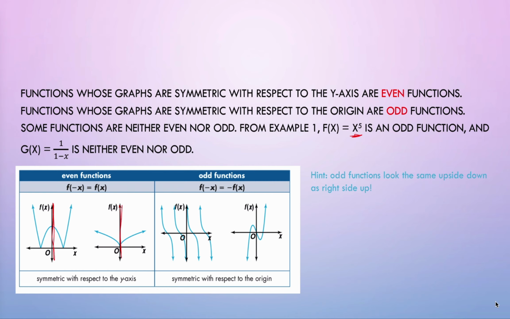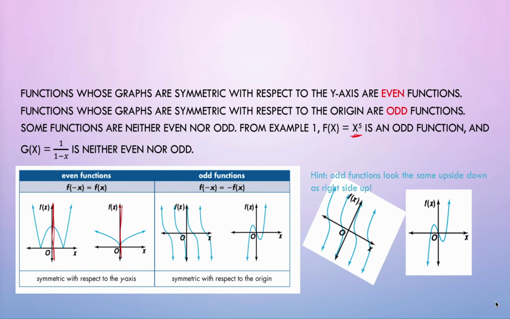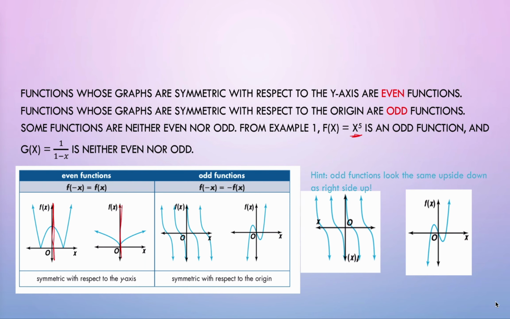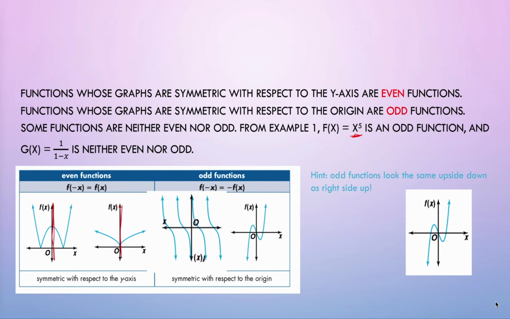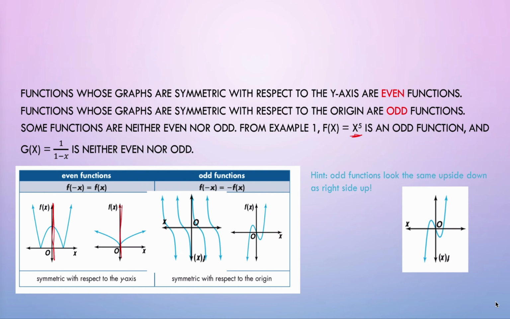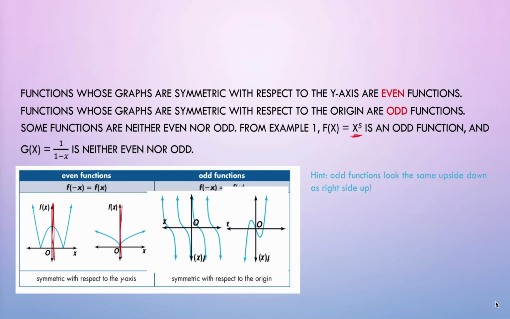Hint: odd functions look the same upside down as right side up. So a quick way that you can check the graph of an odd function is to turn it upside down. Watch this. Wow, it looks exactly the same. Look at that. Amazing.